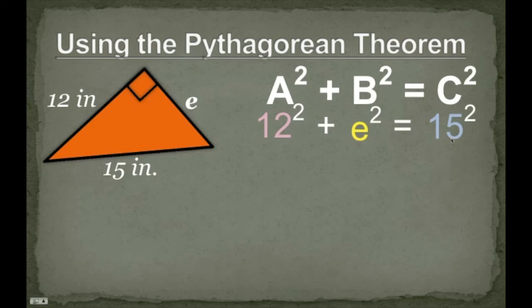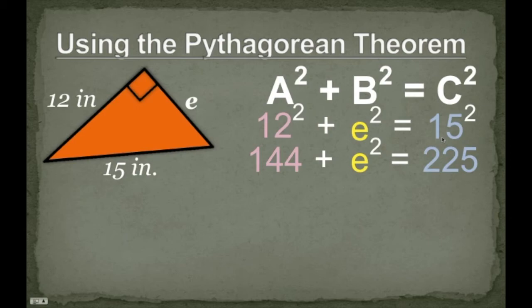Well, I should just square what I can. 12 squared is 12 times 12, which is 144. E, I don't know what it is, so I can't square it, so I'll just bring down the entire thing, E squared. And 15 squared is 15 times 15, which is 225, and then I'll bring down my signs. So now I've got 144 plus E squared equals 225.